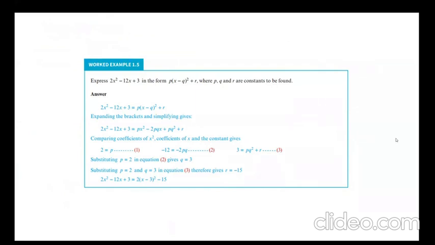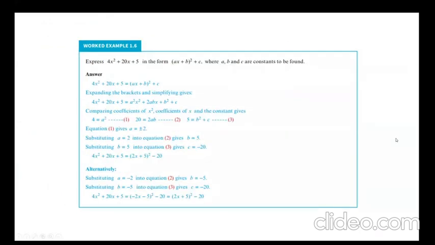So moving forward, now the second question is to express 4x square plus 20x plus 5 in the form (ax plus b) whole square plus c. So 4x square plus 20x plus 5 must be equal to (ax plus b) whole square plus c.